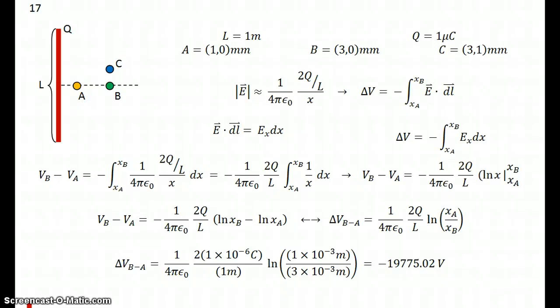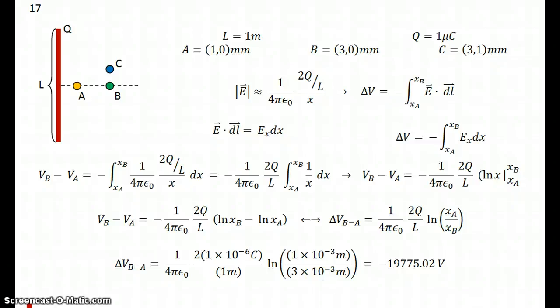For my equation, I found that the potential difference from A to B equals the negative constant times 2q over L times the difference between the natural log of the x component of B minus the natural log of the x component of A. I can distribute this negative sign to the parentheses and find that the order of these two components switch. By using previous knowledge, I can again simplify the equation because I know that the difference in the natural logs equals the log of the ratio of those quantities.